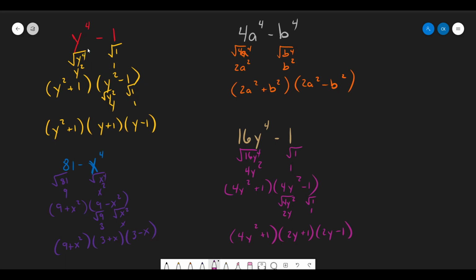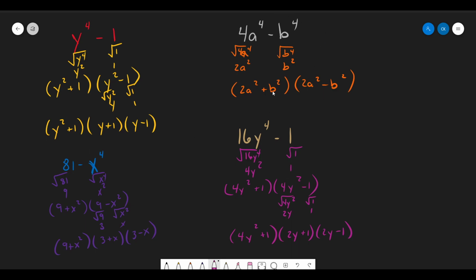For the first one, if we take a look at it, the square root of y to the fourth would be y squared. The square root of 1 is always 1. So we have y squared and 1, both perfect squares, so it would be y squared plus 1, y squared minus 1. Recognizing over here that the square root of y squared is y, and again the square root of 1 is 1, this can be factored again to be y plus 1, y minus 1. The y squared plus 1 just stays as y squared plus 1, and that would be my final answer.